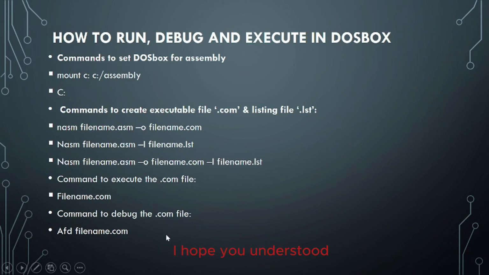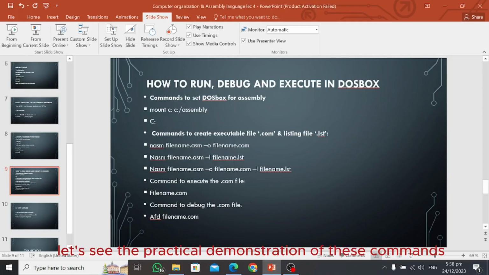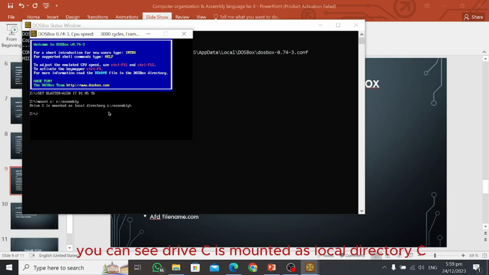I hope you understood. Let's see the practical demonstration of these commands and how to create a programming file in assembly language. Let's open Dosbox. Now I am going to set drive C as local drive. We will type mount c c:/assembly. This is a folder where I have saved the setup files and I will save the codes. You can see drive C is mounted as local directory C.